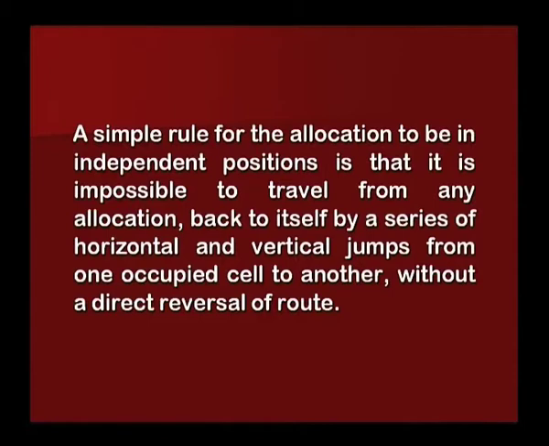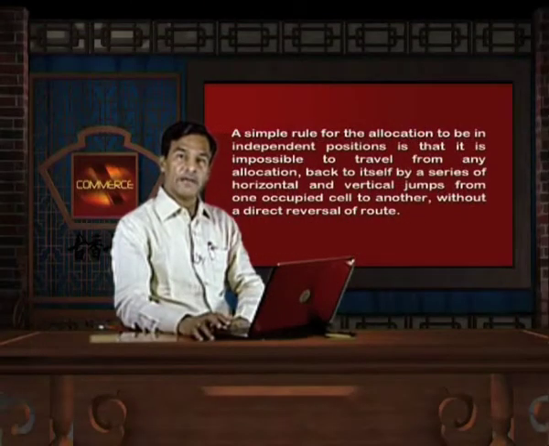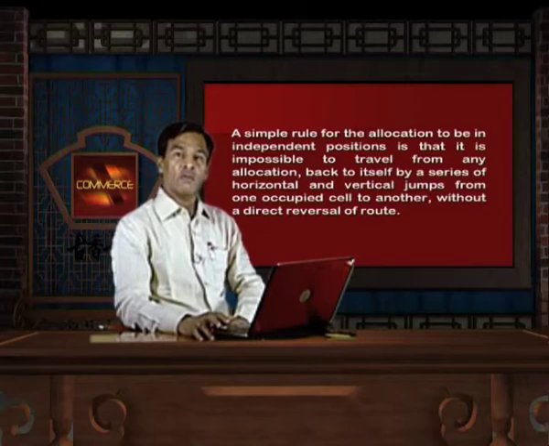A simple rule for the allocations to be in independent positions is that it is impossible to travel from any allocation back to itself by a series of horizontal and vertical jumps from one occupied cell to another without a direct reversal of route. If the allocations are independent, then the problem may be improved by the modified method, that is also called the MODI method of transportation.